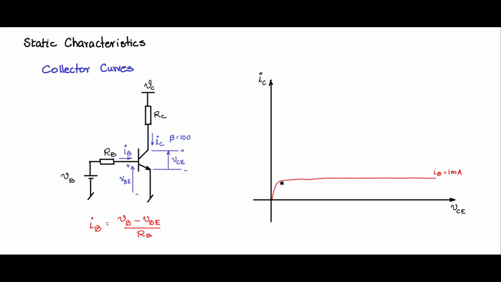Now that is the plot, and this is that curve at IB equal to 1 milliamp. So you will see that this is a nonlinear curve. There are two sections. One is this section which is rising fast, and then there is a knee, and then there is almost a constant section here.